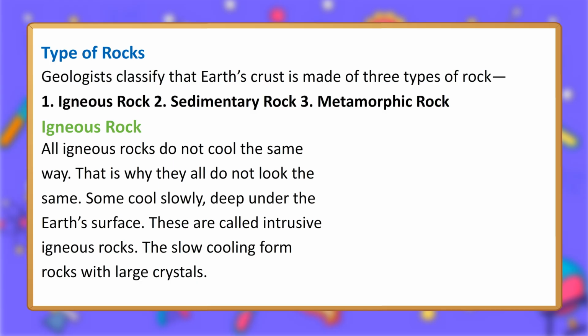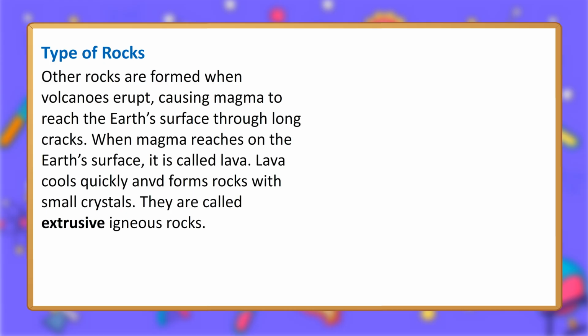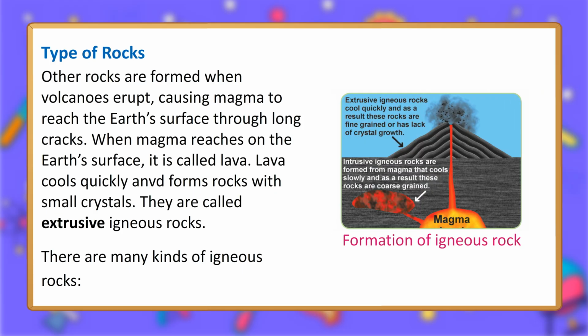Some cool slowly, deep under the Earth's surface. These are called intrusive igneous rocks. The slow cooling forms rocks with large crystals. Other rocks are formed when volcanoes erupt, causing magma to reach the Earth's surface through long cracks. When magma reaches the Earth's surface, it is called lava. Lava cools quickly and forms rocks with small crystals. They are called extrusive igneous rocks. There are many kinds of igneous rocks.